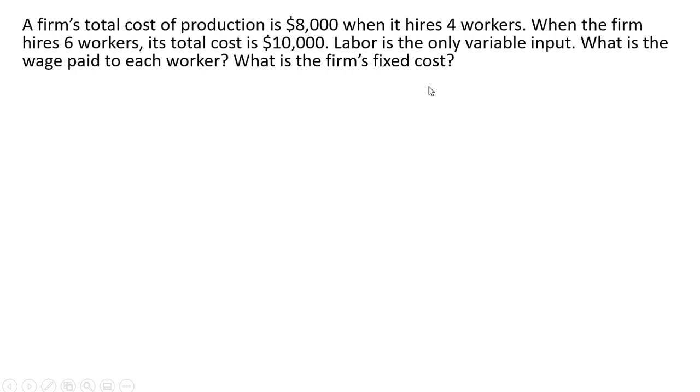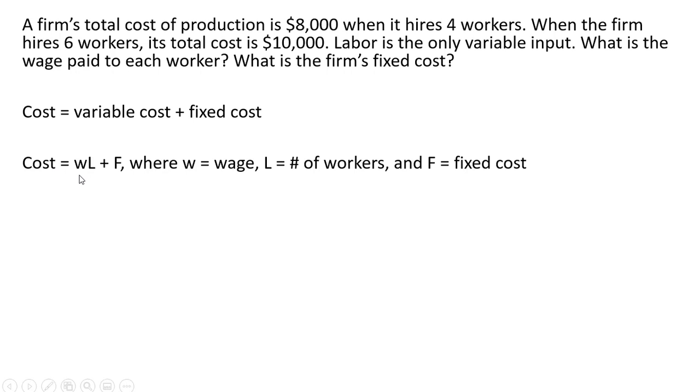What is the firm's fixed cost? Keep in mind that total cost equals variable cost plus fixed cost. When we're dealing with one variable input, the variable cost is going to be the price of that input times the number of units of that input. In this case, labor is our variable input, so it's going to be wage times the number of workers that will be variable cost. F here represents the fixed cost.